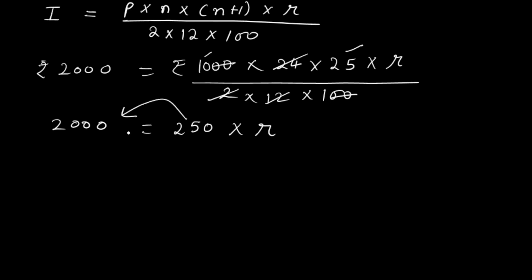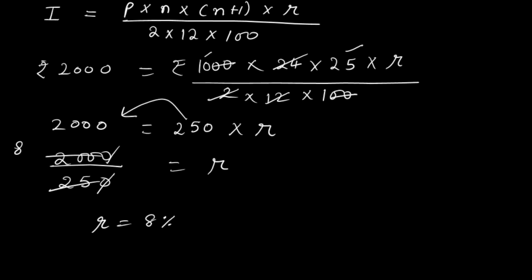Now 250 will shift to the other side. If we shift 250 to the other side, it will get divided. On this side it's getting multiplied, so 2000 by 250. 0 and 0 will get cancelled. 25 into 8 is 200. So R is equal to 8%.